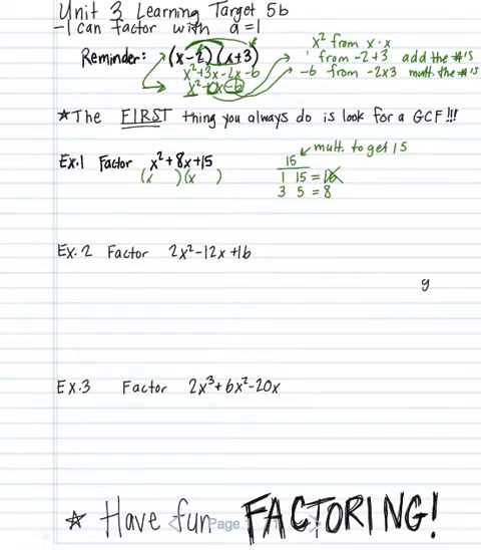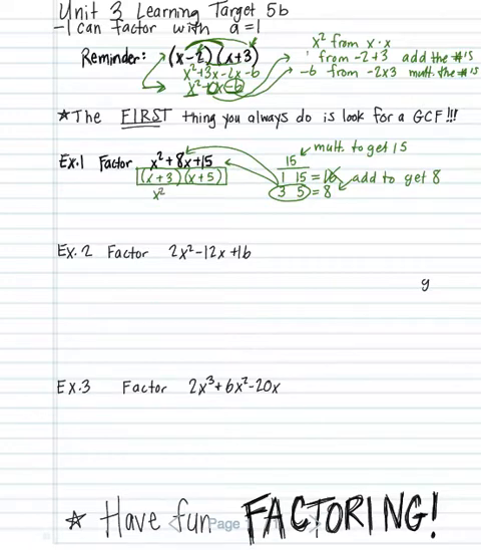The good thing about factoring is that we can always check ourselves because we know what to do when we have two parentheses next to each other. So if we did x times x, we're going to get x squared. x times 5 is 5x. 3 times x is 3x. 3 times 5 is 15. Put our like terms together, we get x squared plus 8x plus 15. And that's what we started with, so our answer that we have is correct.